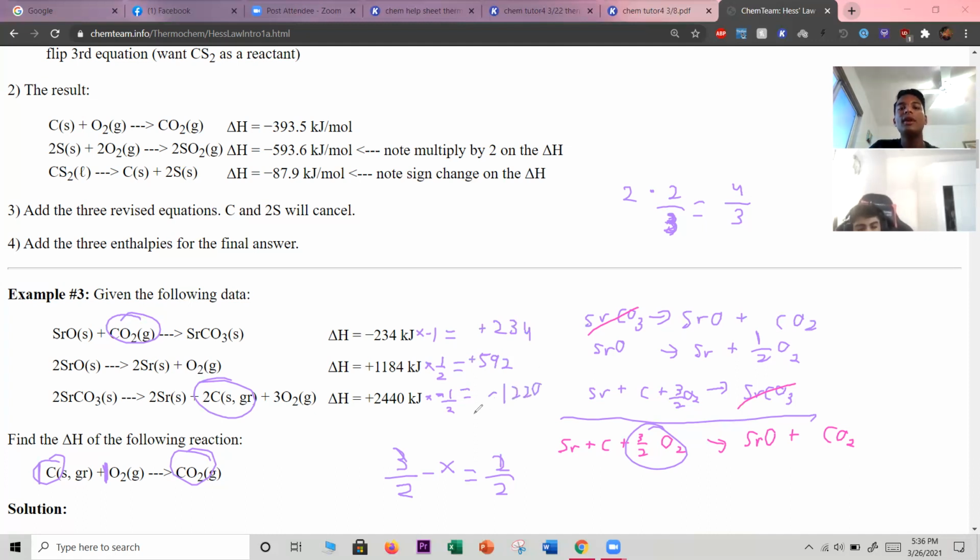And then you add these three numbers and you get a number. I'm not going to do it right now because it's a waste of time. But that's your answer in kilojoules. Okay. Got it? Yeah.